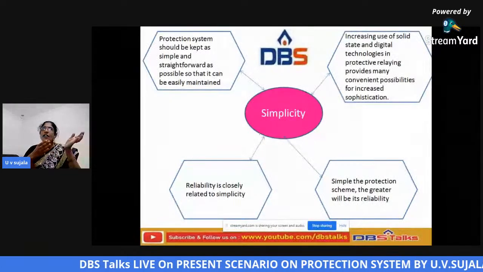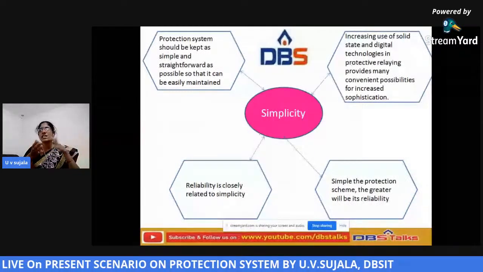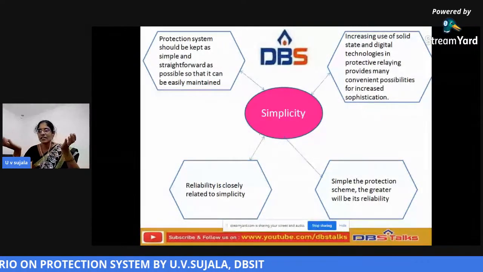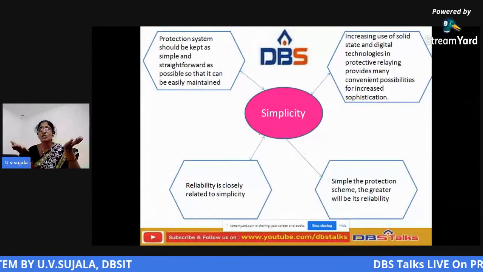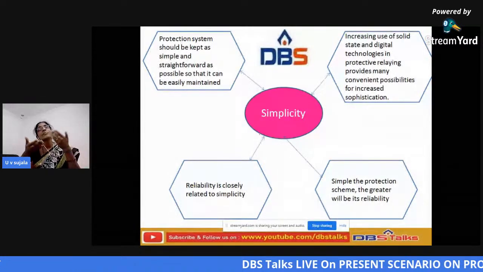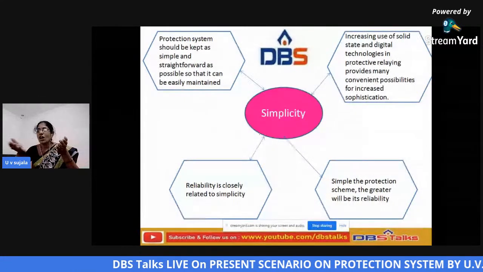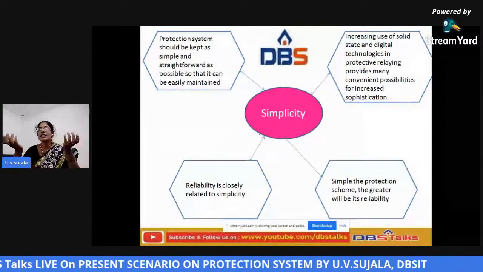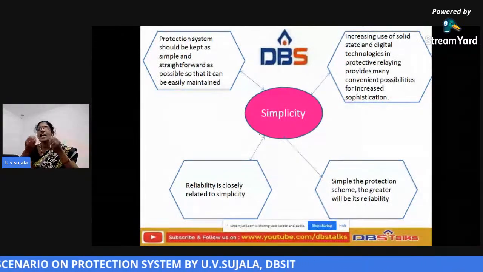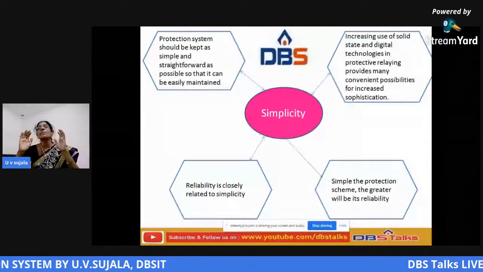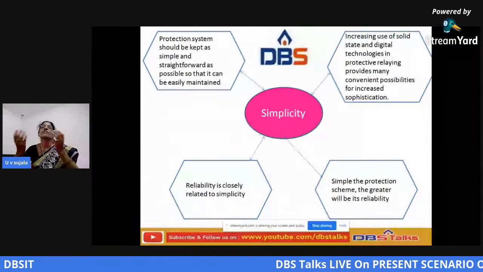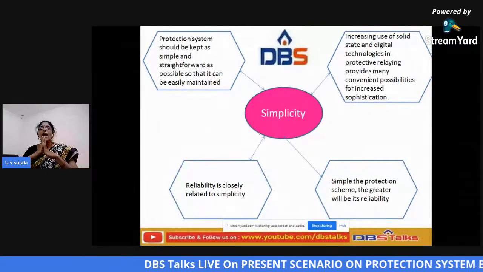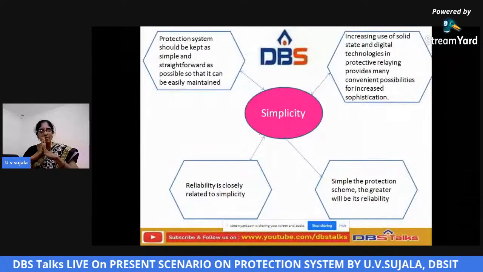Simplicity is closely related to reliability. Why? Because we already know that simplicity means devices must minimize protection equipment, and the simpler the protection, the greater the reliability of any system.